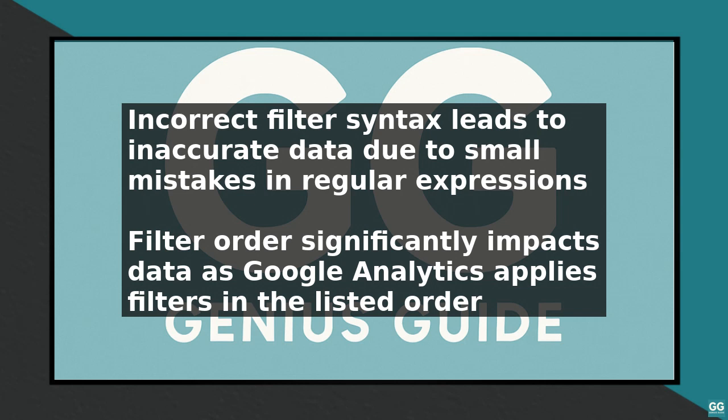Another issue is filter order. Google Analytics applies filters in the order they are listed, so the order of your filters can significantly impact your data. For instance, if you have a filter that excludes a specific domain and another filter that includes all traffic, the order of these filters will determine which one takes precedence.